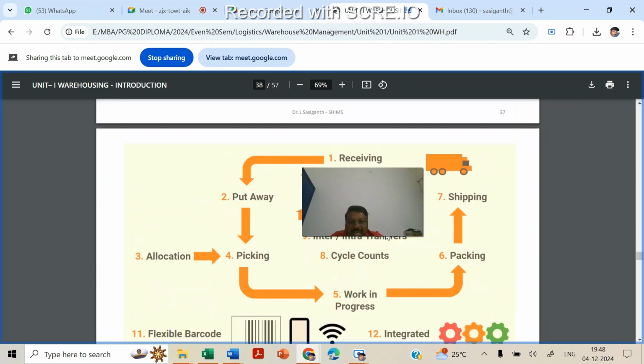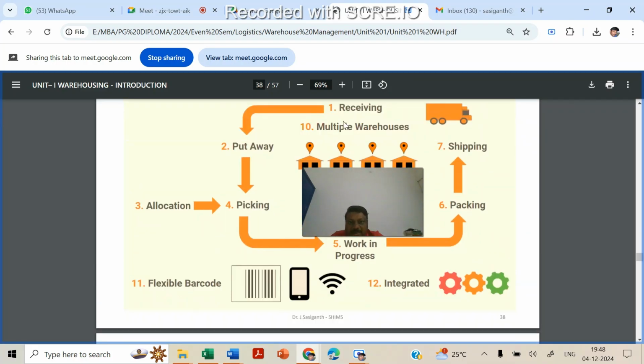Another very detailed one. See, one you receive, two you put away your goods, then three you allocate, then you pick. Okay, without allocating you cannot make a pickup. Then the fifth one is where you go with your work process from here, work in progress, and your shipment is getting packed, shipping happens here. Okay, right from this place, at seven, you have your cycle counts. How many cycles? One, two, three. Whether it is an inter transfer or intra transfers.